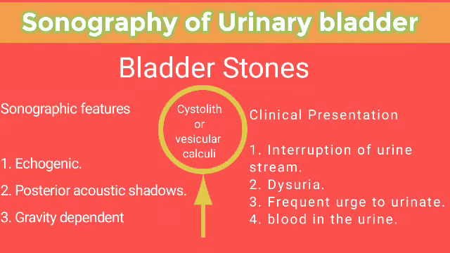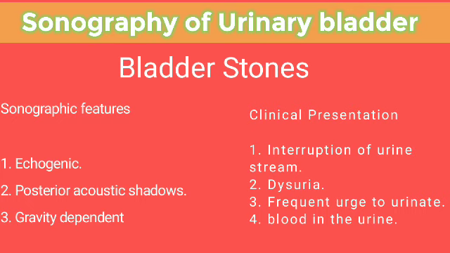Bladder stone, also known as cystolith or vesicular calculi. They are hardened mineral deposits within the urinary bladder that are formed when urine is retained for a very long time. It is more common in men that are in their 50s. The sonographic features include a mass that is very echogenic with posterior acoustic shadows and gravity dependent. The clinical presentations include, but are not limited to, the following. There is interruption of urine stream, painful urination, blood-stained urine, and frequent urge to urinate.